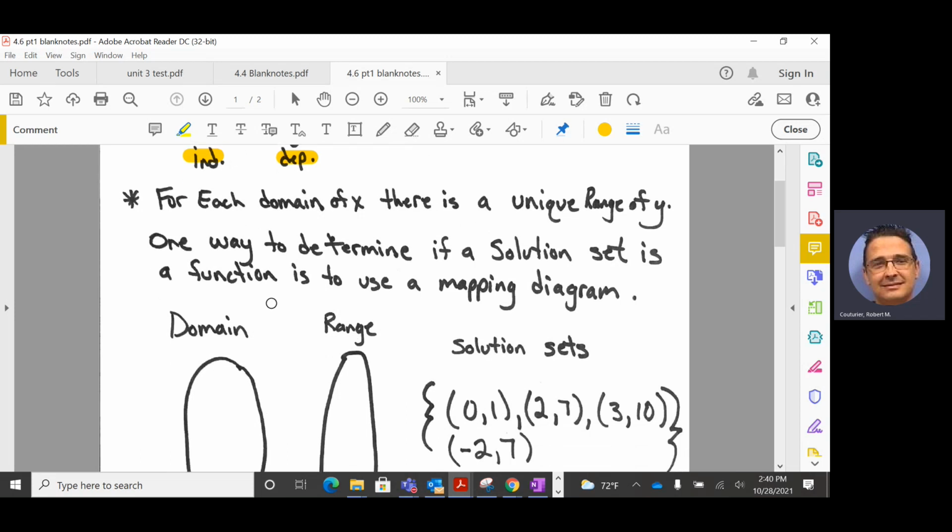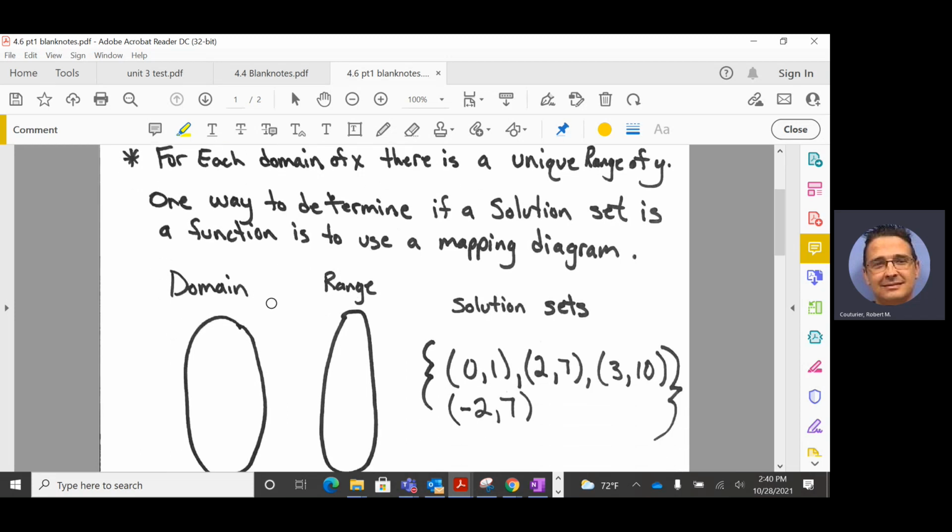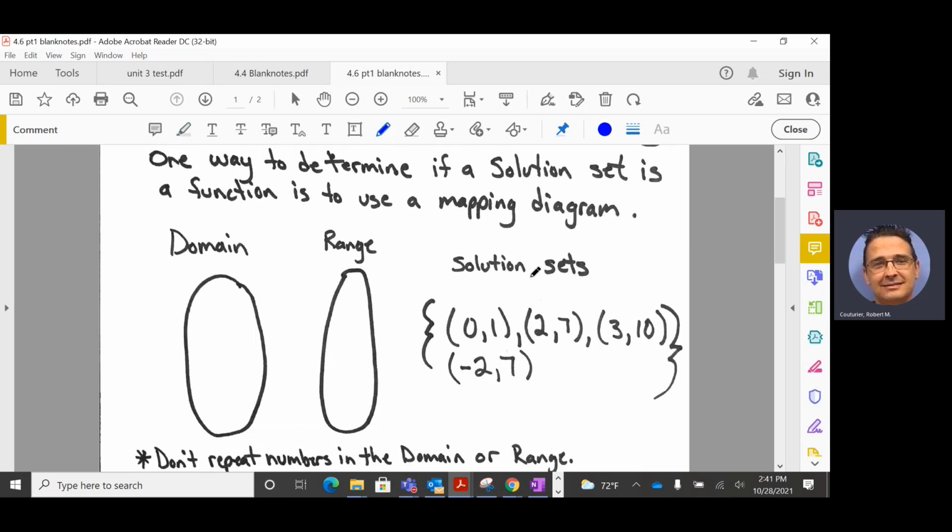A mapping diagram is a way to visually show all of the possible solution sets that they currently give us. So look, here's our solution sets, meaning we have a bunch of the solutions that make up this function. We think it's a function. We're getting ready to test it to make sure. And here's the first ordered pair, and it's 0, 1.